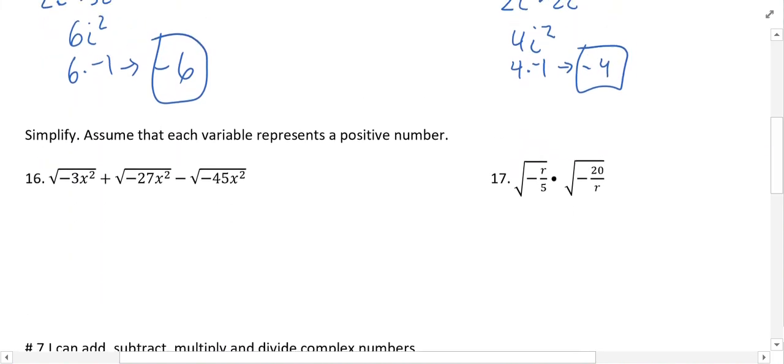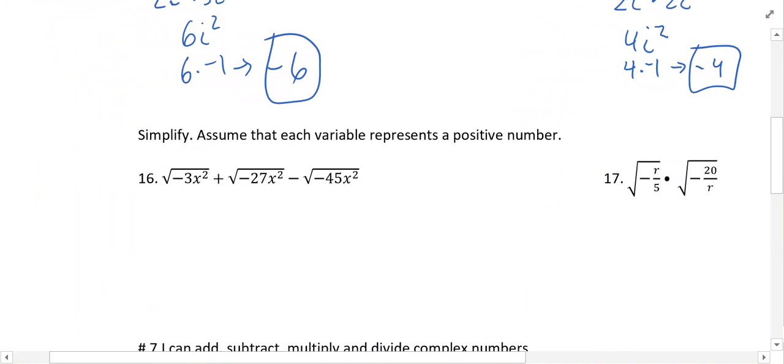Okay, so the next 2 problems. Assume that each variable represents a positive number. What we need to do here then is simplify what we can. So we want to take what we can out of radical. So let's break this apart into -1 times 3 times x squared. Okay, so then I'm going to go ahead and break apart the middle term too. So this is going to be -1 times 9 times 3 times x squared. And then the last one, so negative and then rad -1 times 9 times 5 times x squared.